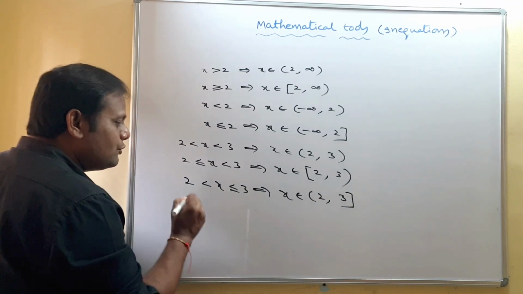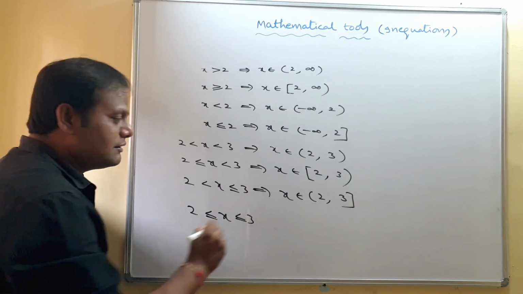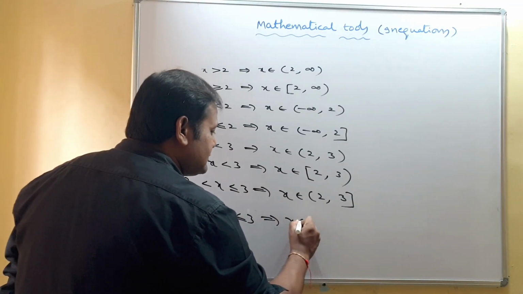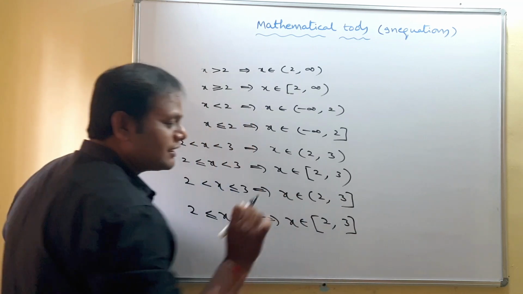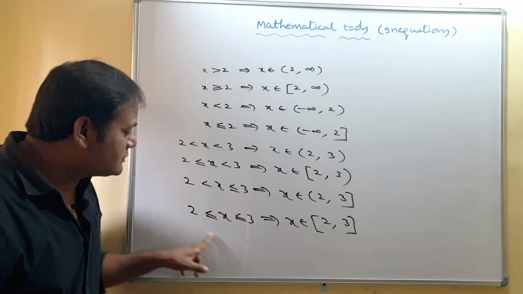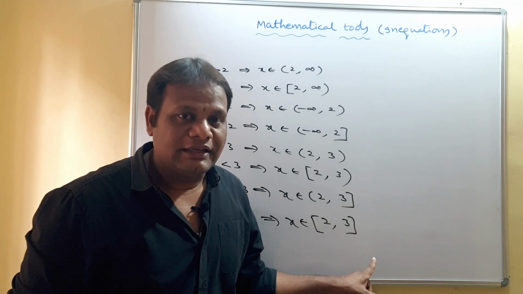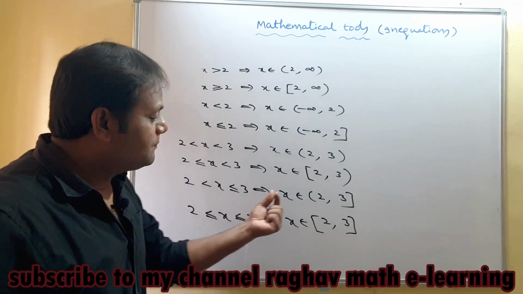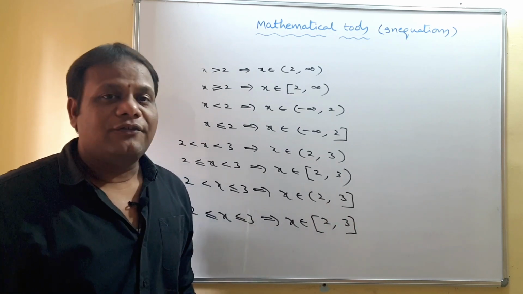Suppose 2 less than or equal to x less than or equal to 3. This means x belongs to closed interval 2, closed interval 3. Here 2 is included, 3 is included, and also you can take every number between 2 and 3. So this is denoted by x belongs to closed interval 2, 3.